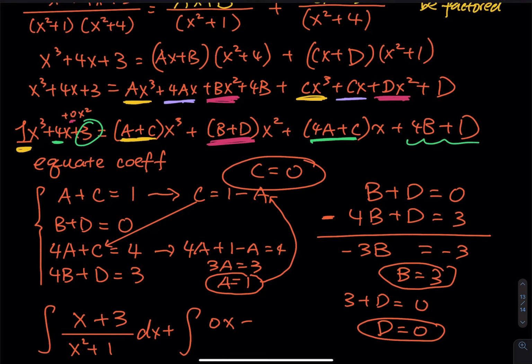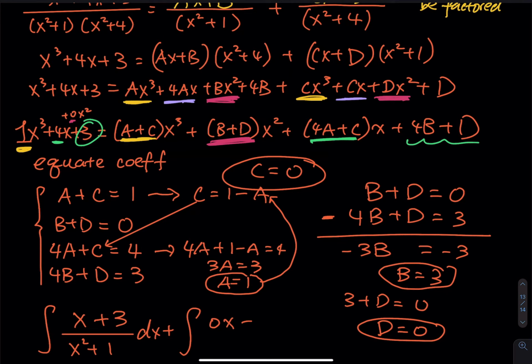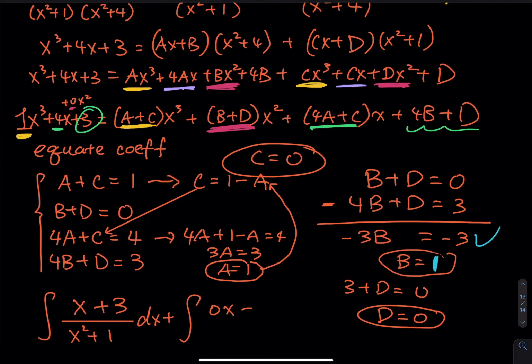Did I make a mistake? c is equal to 0 and d is... Okay, let me go back and check my work really quick, because in my notes I got d equals negative 1. What a big mistake right there. Let me fix it. Negative 3b equals negative 3 right here. What a big mistake. b is equal to 1, and then 1 plus d is equal to 0, and then d is equal to negative 1.